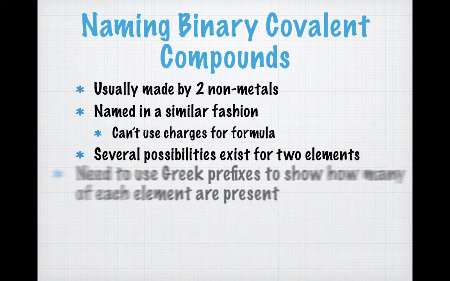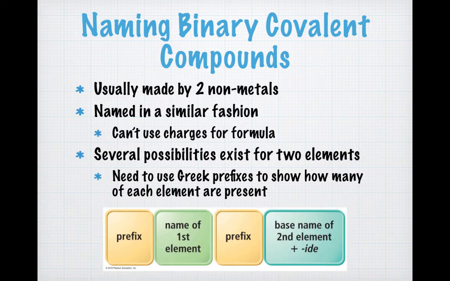So what we do is we use Greek prefixes to indicate how many of each element are present. Usually what we have is a Greek prefix that indicates the number, and then the name of the first element, just like we had for ionic compounds, and then another prefix for our second element. And just like with our second elements, we have the base name of that second element plus the ide, just like we had for ionic compounds.